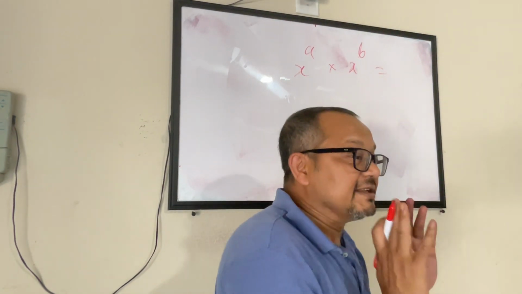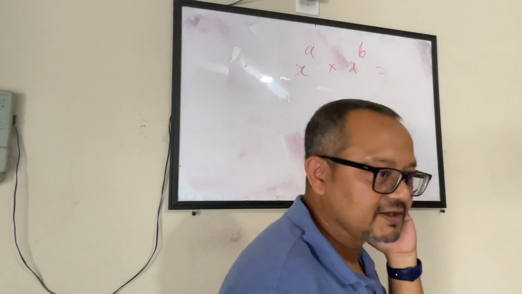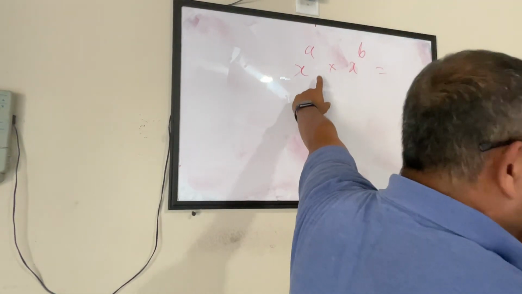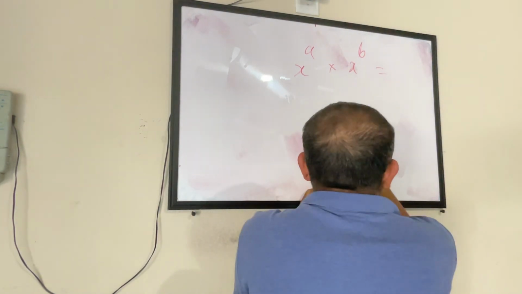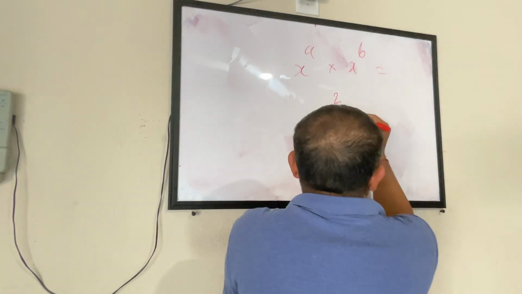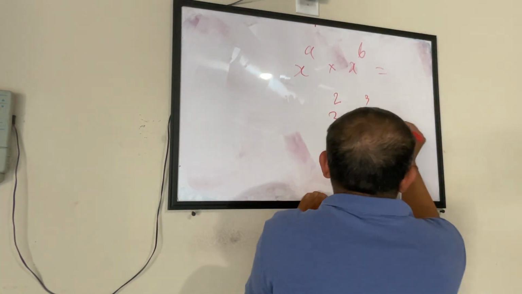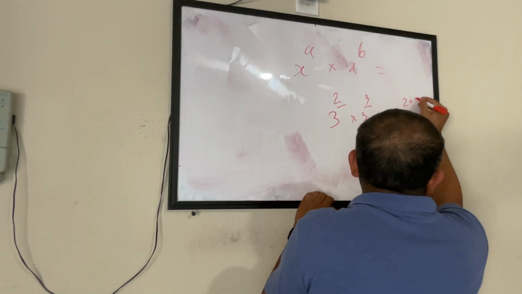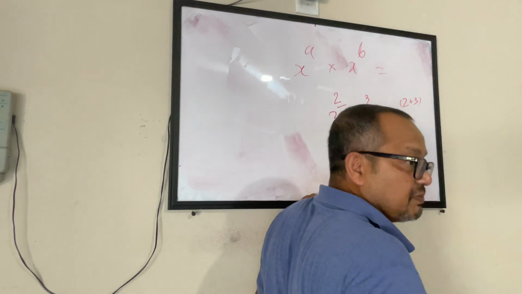Let's see what Sanvi has to say. Yeah, Sanvi? x to the power a plus b. This is essentially what we saw when we were doing 3 to the power 2 multiplied by 3 to the power 3. What happened? It became 3 to the power this plus this. Right? That is what we saw.